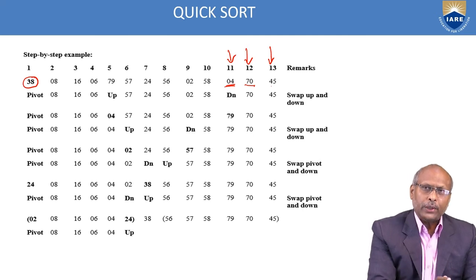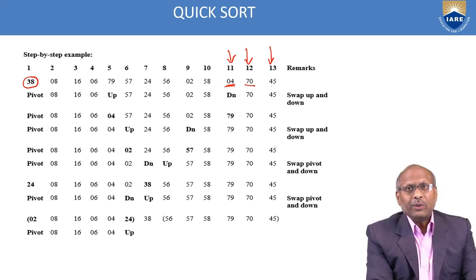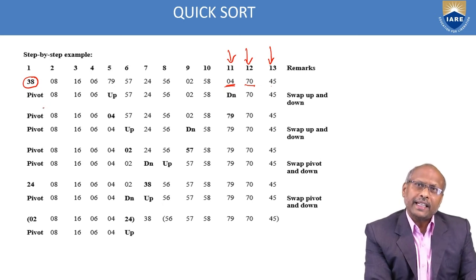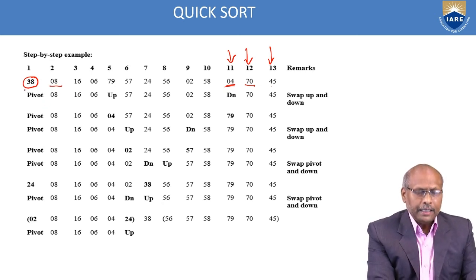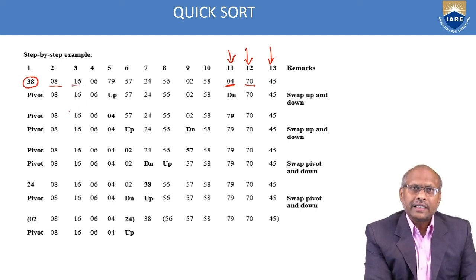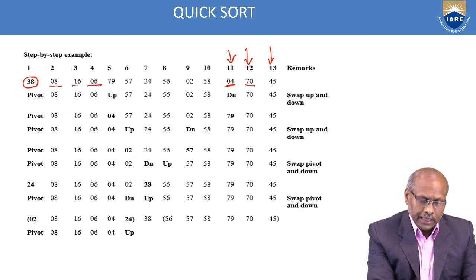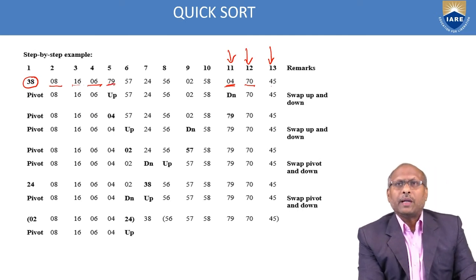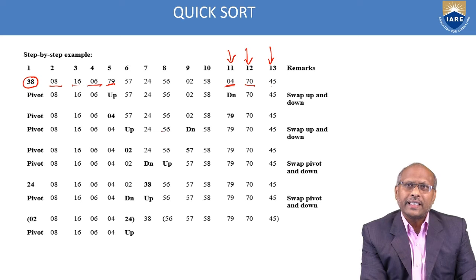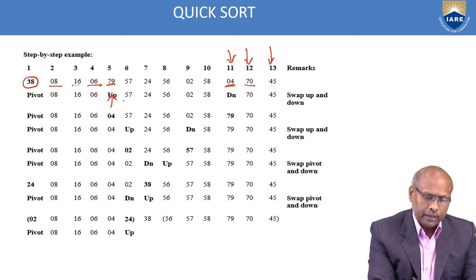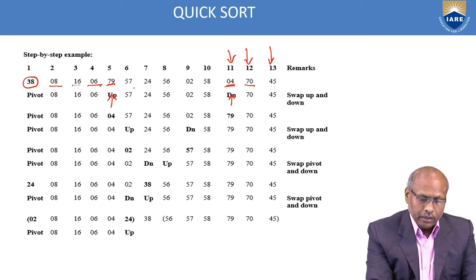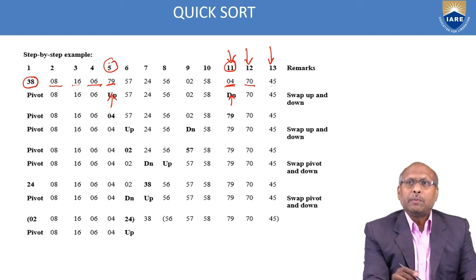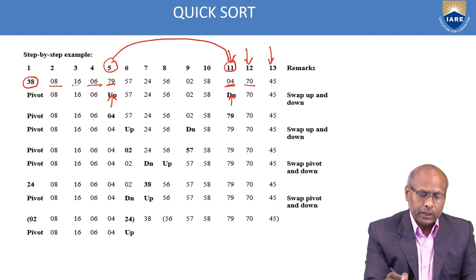Once the right side loop is done, come to the left side loop. While coming to the left, it will check whether the left side data is less or not. Now, 8 is less than 38. Yes. If it is less, continue. 16 is less than 38. Yes. Then 6 is less than 38. Yes. Then come to 79. 79 is less than 38? No. So stop. So up is stopped here. Already down is stopped at the 11th position and up stopped at the 5th position. These 5th and 11th will be swapped.